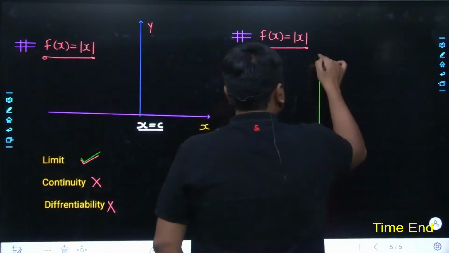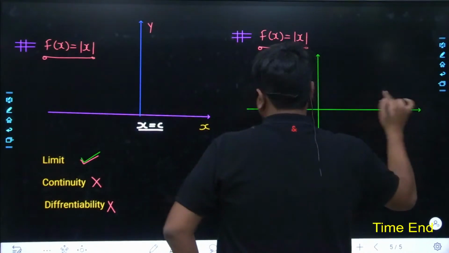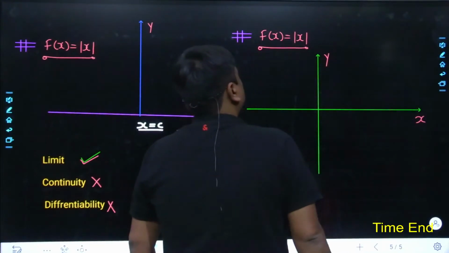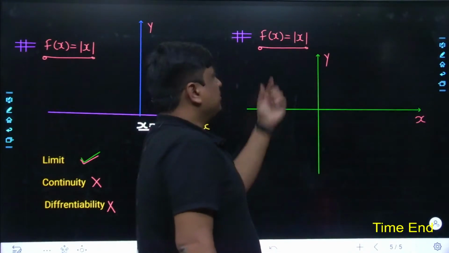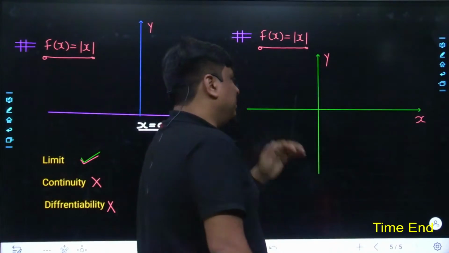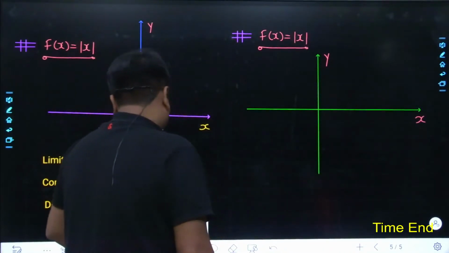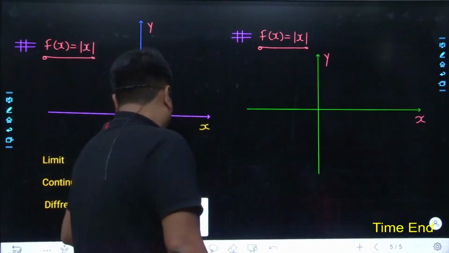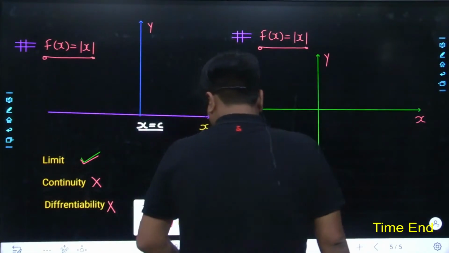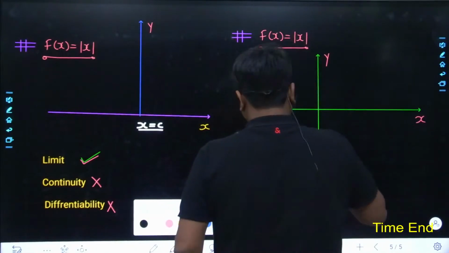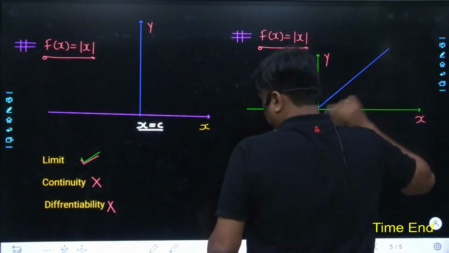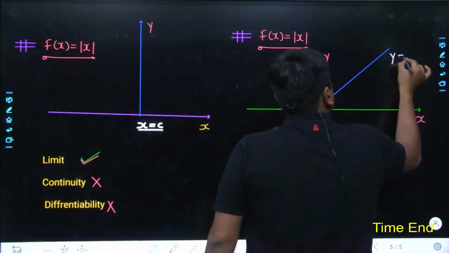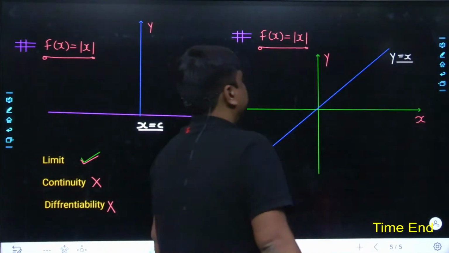Again, I would take the xy plane. Here comes the y-axis, here goes the x-axis. Don't focus on the modular function. Just focus on the function inside the modular, that is y equals x, a straight line with slope equal to unity and crossing through the origin. The structure is going to be something like this. Which function is it? It is y equals x.